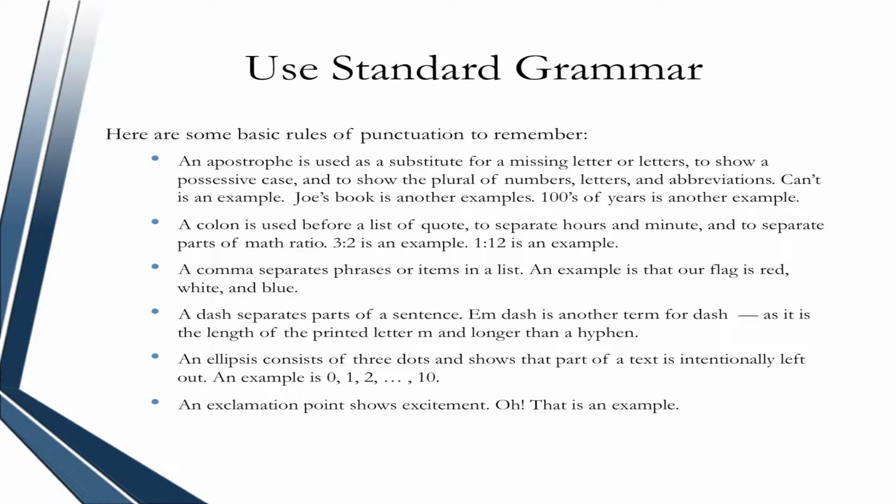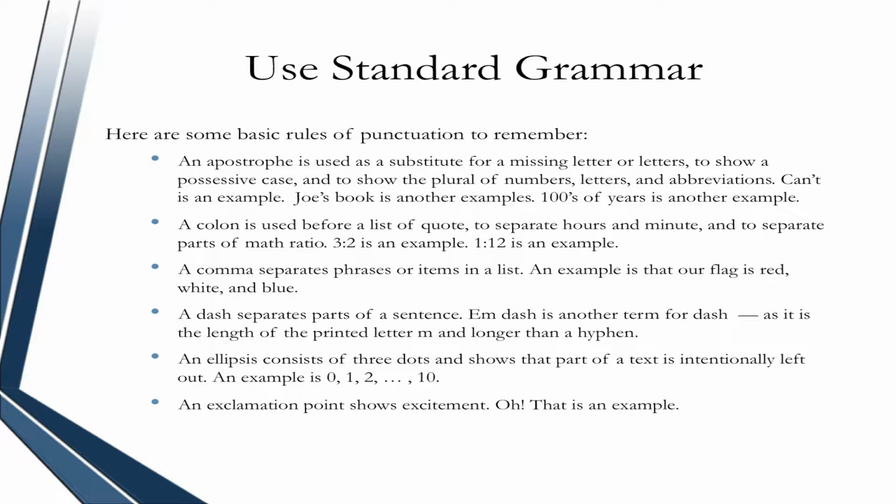2. A colon is used before a list or quotes, to separate hours and minutes, and to separate parts of math ratios, such as 3 to 2 or the time 1:12 p.m. 3. A comma separates phrases or items in a list. An example is that our flag is red, white, and blue.